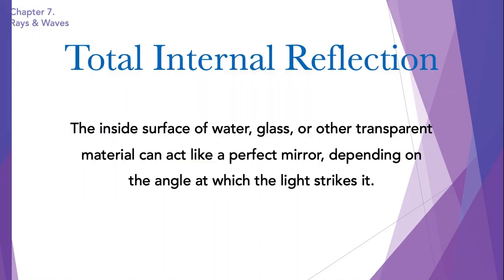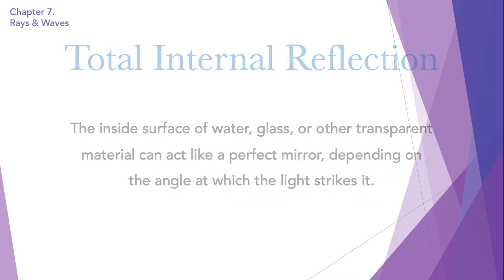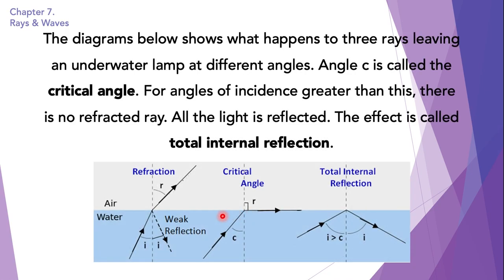Now let's look at total internal reflection. The inside surface of water, glass, or any other transparent material can act like a perfect mirror, depending on the angle at which the light strikes it. Here we have diagrams which show what happens to three rays leaving an underwater lamp at different angles. There's a lamp underwater, and we have three different diagrams of the rays leaving this lamp. Each diagram shows the rays leaving at a different angle.